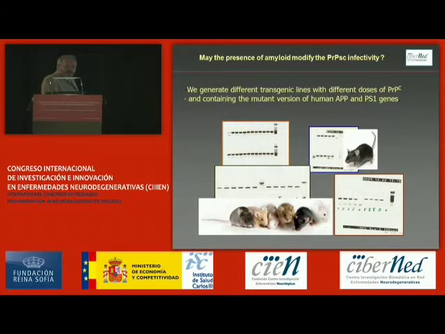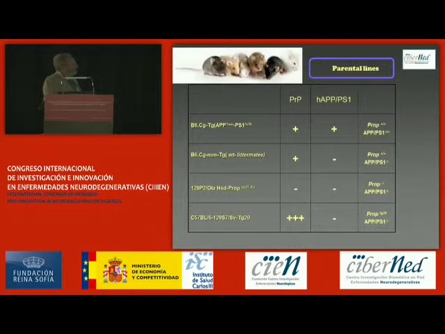To approach these two different questions, we organized different transgenic mouse lines containing different amounts of PrPC, the cellular component of the neuron, and we used the human version of mutant APP and PS1 to make the proper combinations with both mice. The parental lines are those.